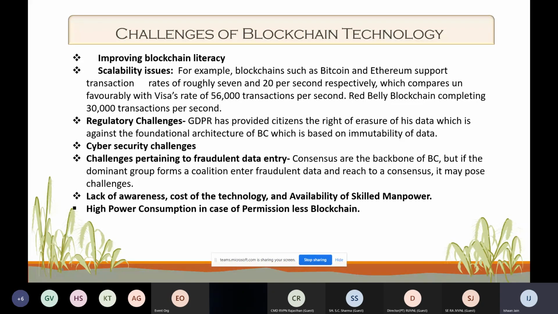Cyber security challenges: definitely you need to adopt this, which means you need to install the latest virus protections on your PC, nodes or mobiles, because whenever IT is involved, cyber hacks also come. But compared to other technologies, these cyber security challenges are less, though still there. Then lack of awareness, and cost of technology. Currently it's costlier, but in the coming years, definitely it will be cheaper.